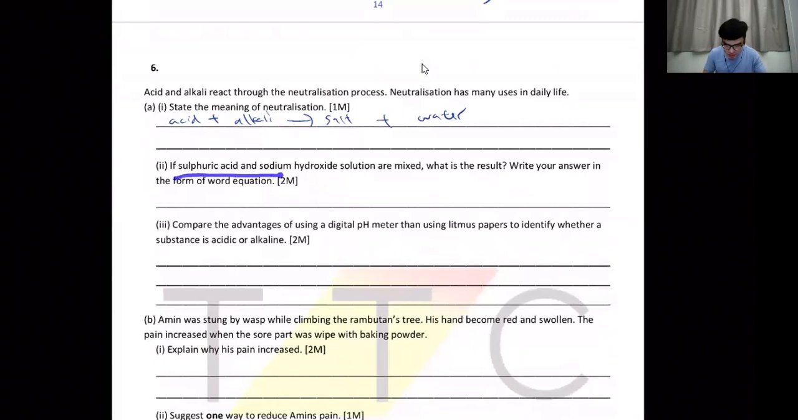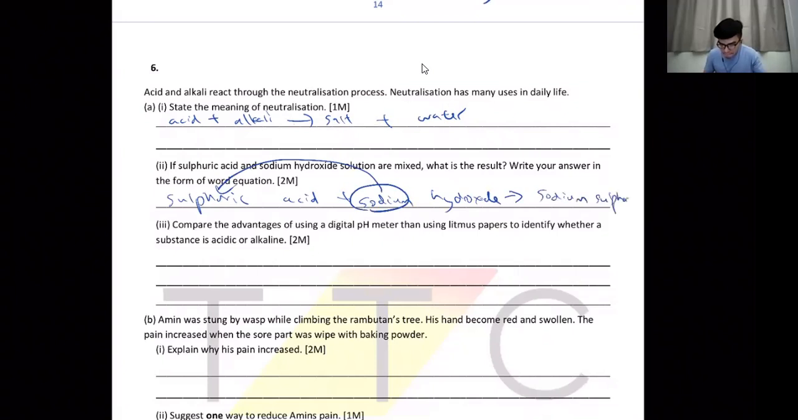So if sulfuric acid and sodium hydroxide are mixed, what is the result? Write your answer in the form of a word equation. Sulfuric acid plus sodium hydroxide. Like I said, you take the front of the alkali and react it with the acid, and you will get sodium sulfate and water. This is the salt. If you ask me, sir, how does sodium sulfate look? I don't know. Is it solid or liquid? I don't know. What's the use? I don't know. What color is it? I don't know. This is what you're going to learn next time in chemistry.